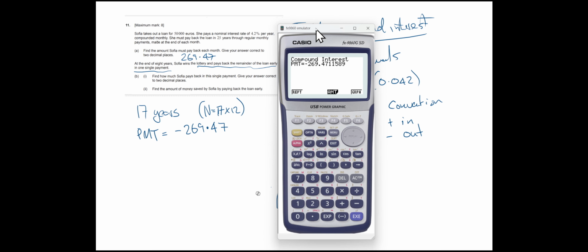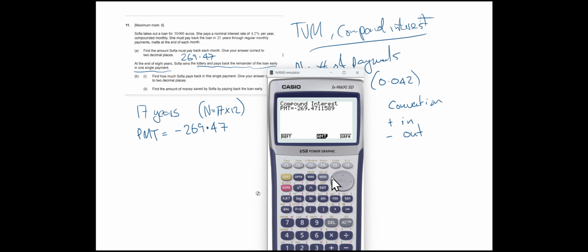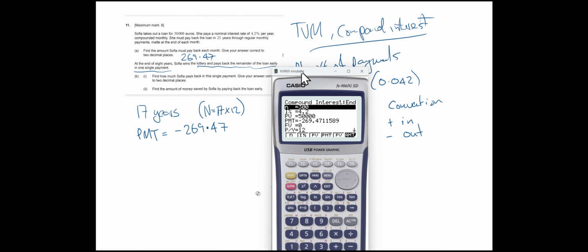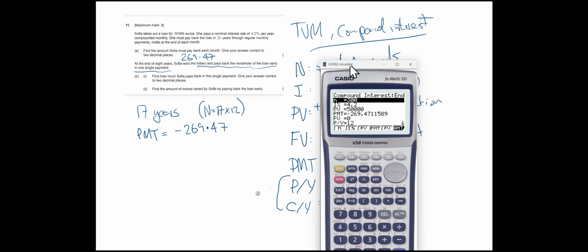So here's how we're going to do this one. We're going to exit out of there. Now the number of payments that have been made, we need to work it out. So we need to work out how many are left. And there's going to be 17 times 12 remaining. It's going to be 204.